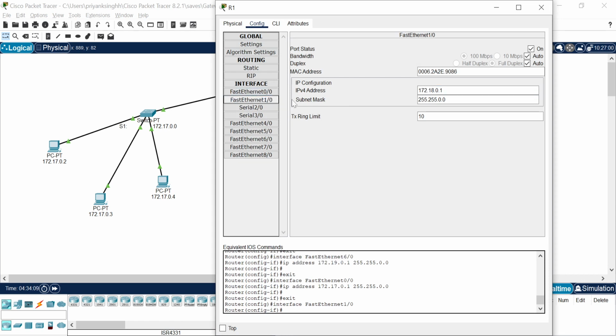Similarly, for the second network, I have configured 172.18.0.1 as the gateway. I have used FastEthernet port 6/0 for the third network connectivity, that is 172.19. So I have to configure the first IP of that network over here, that is 172.19.0.1. So this is the gateway for the third network.